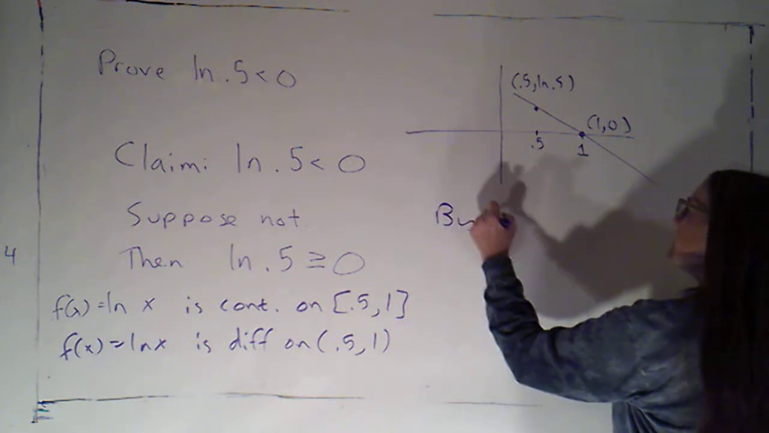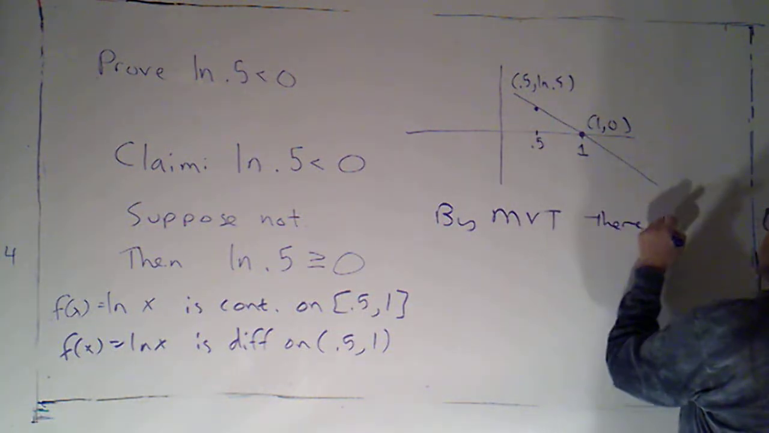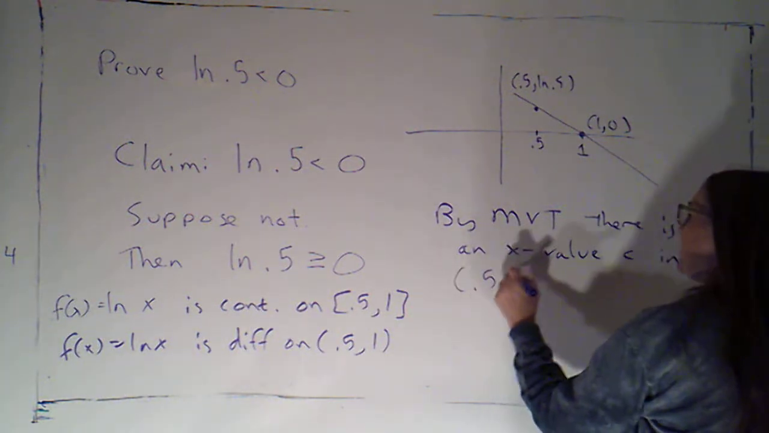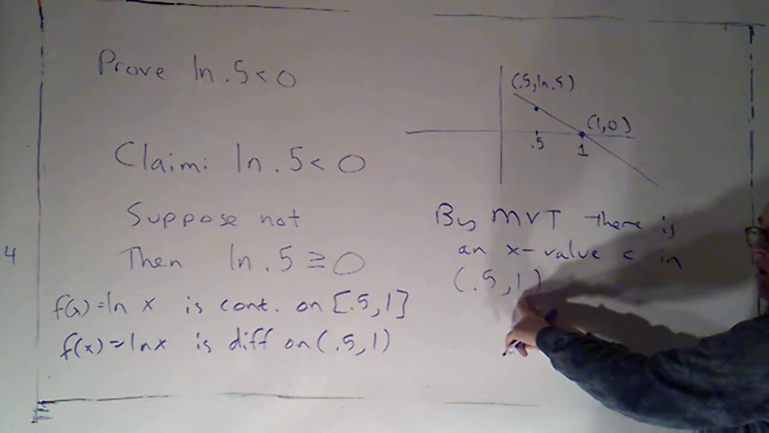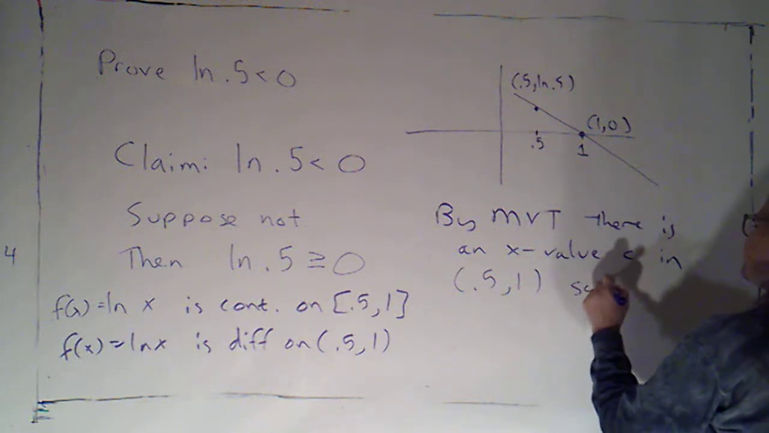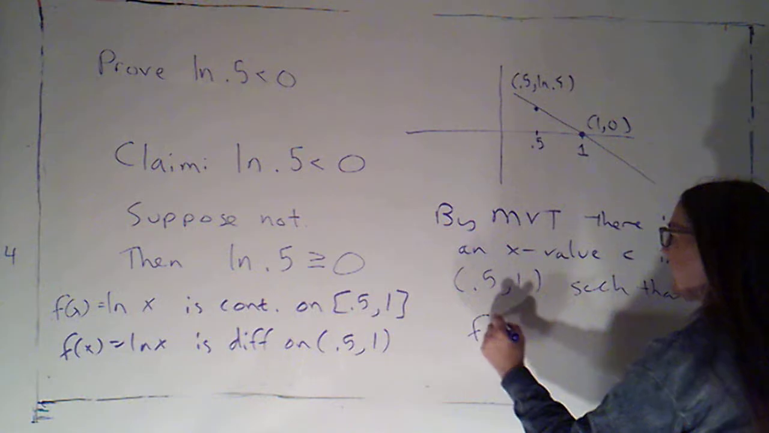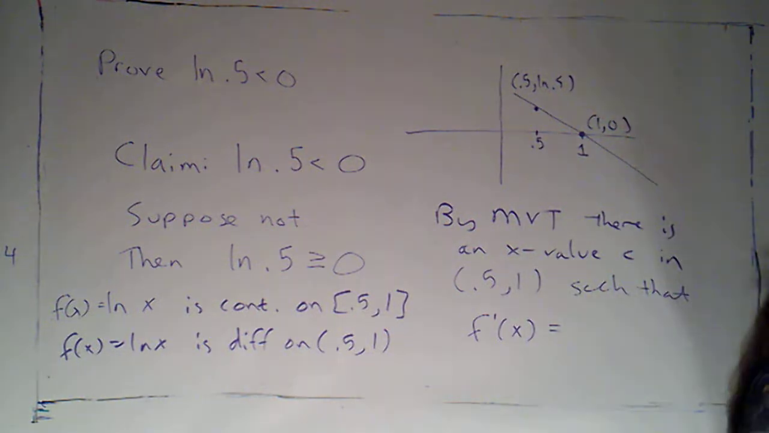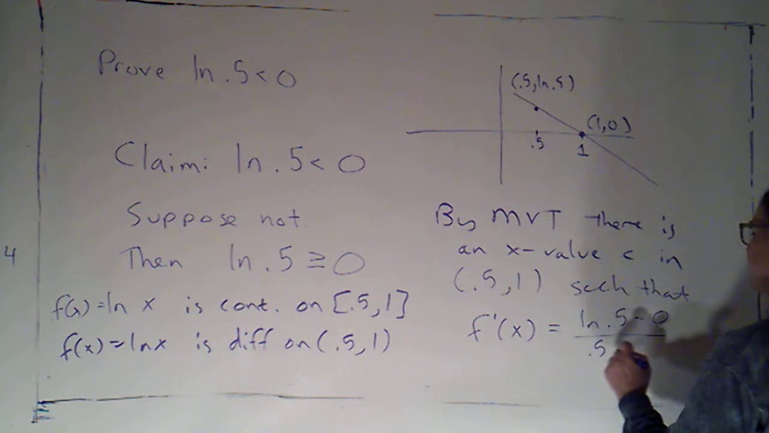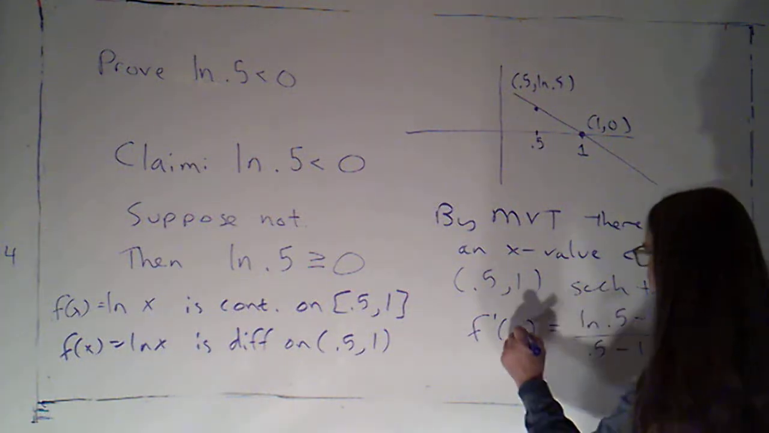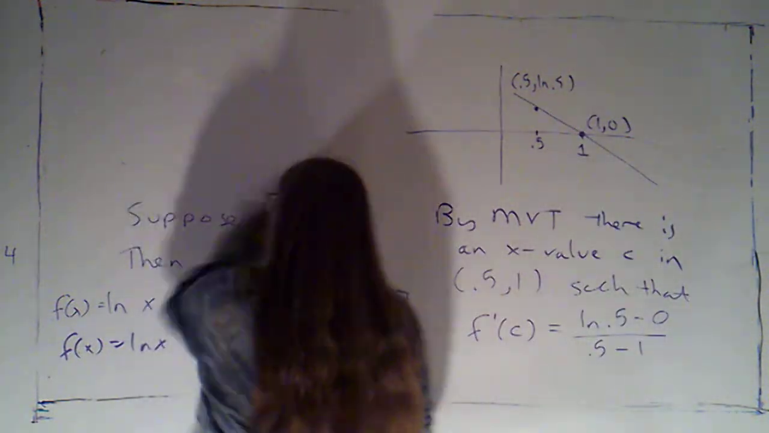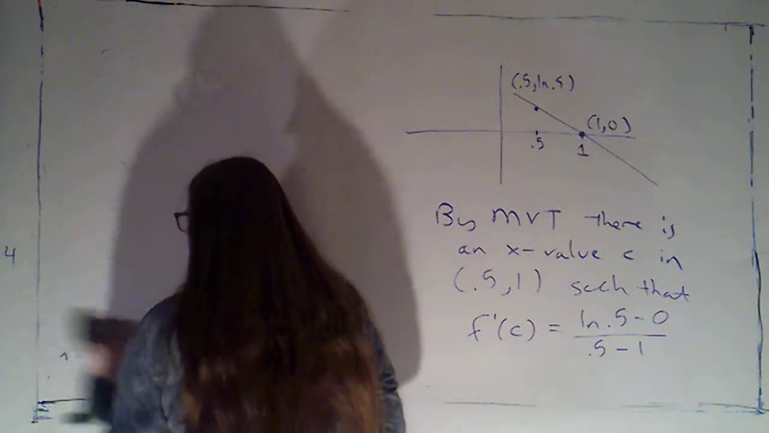So now I can say by the mean value theorem, there is an x value c in the interval from 0.5 to 1. The conclusion always puts the x value in the open interval, okay, such that f prime of c is equal to the slope of this line, which would be the natural log of 0.5 minus 0 over 0.5 minus 1. Oops, I'm sorry, f prime of c. Okay, excellent. So that is going to lead to my contradiction.